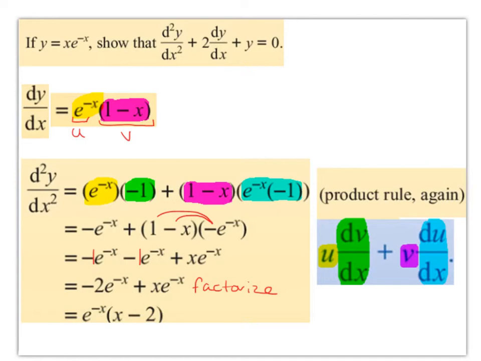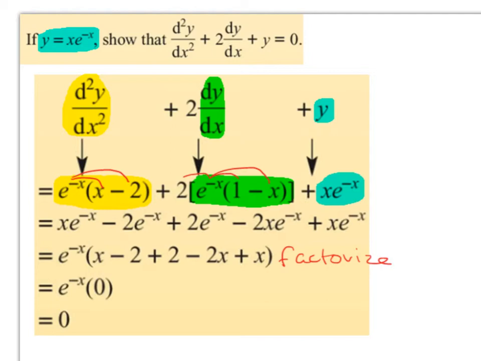So now we've worked out d²y/dx², which is the second derivative, which we need here. So now all we have to do is substitute into this formula. So d²y/dx², we worked out in the previous slide, to be e^(-x) times (x - 2). We're going to add that to 2 times dy/dx, and dy/dx we worked out two slides ago to be e^(-x) times (1 - x). And then we're going to add that onto y, which was given in the question, which is x e^(-x).